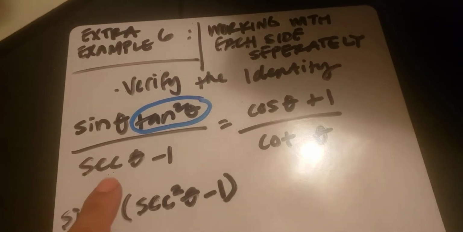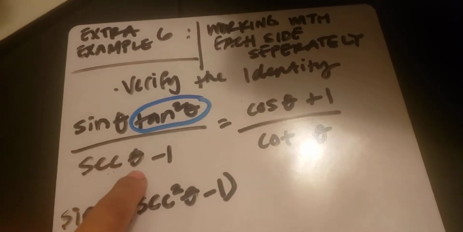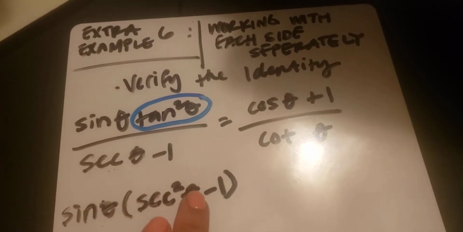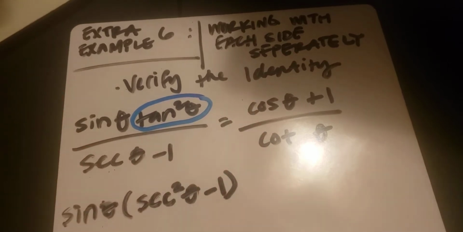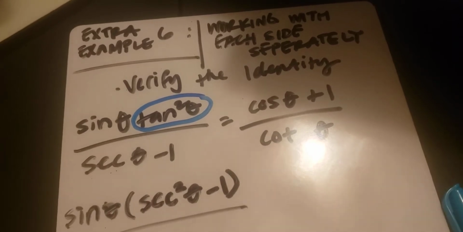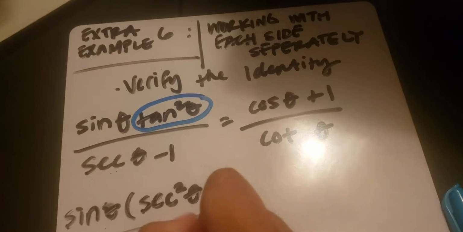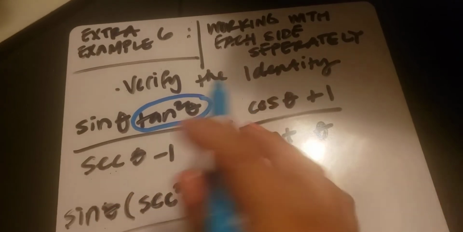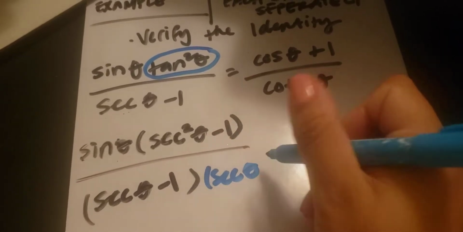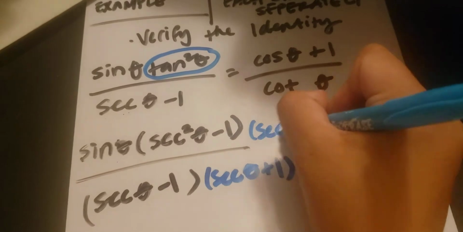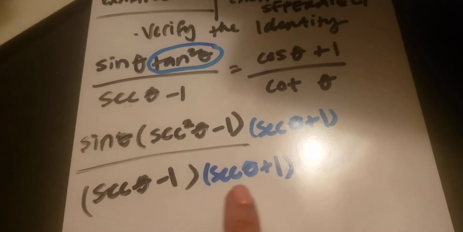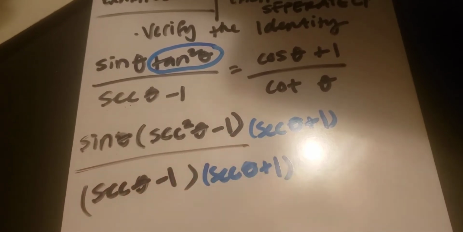And then in the bottom, since I have secant theta minus 1, I'm going to get rid of it by multiplying by the conjugate to the top and the bottom. So I already have secant of theta minus 1. Now I'm going to multiply. Again, I'm just working with the left side, so ignore the right side. So I'm going to have secant theta plus 1, and then secant theta plus 1. So I kind of have a lot of secants and one sine, so there's a lot going on.